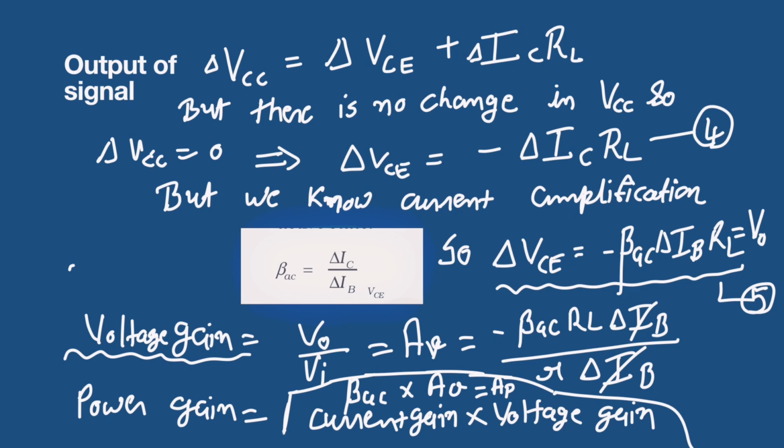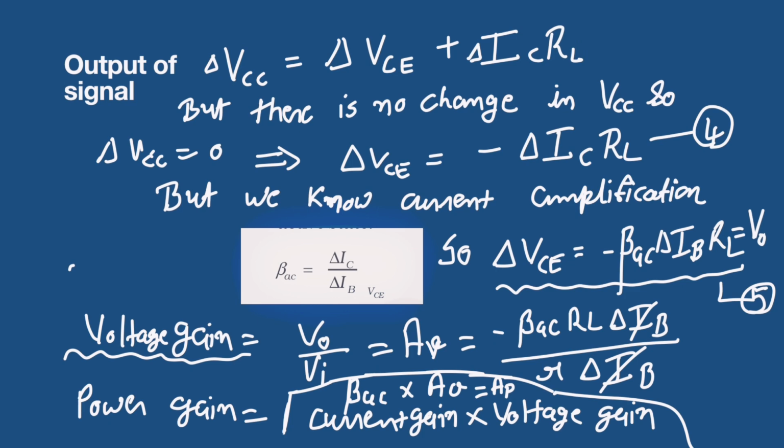So what will happen? Delta VCE is equal to minus delta IC RL. That is equation number 4. Now you know that current amplification is beta AC is equal to delta IC by delta IB at VCE constant. So delta VCE will be equal to minus beta AC delta IB RL, and that will be our output. Why? Because we are taking the help of equation number 3, 4 and 5.